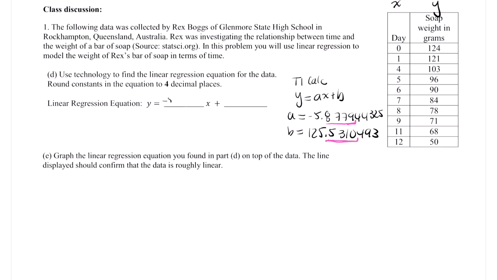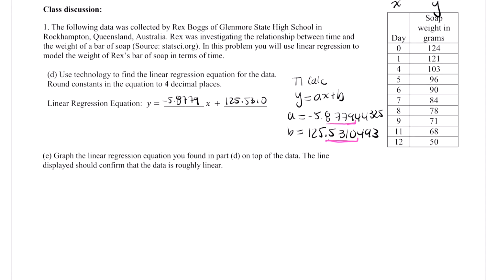So our slope is negative 5.8779. That is multiplied by x, and then we're going to add 125.5310. And I'm going to go ahead and leave the 0 here just to really emphasize that this is to 4 decimal places.